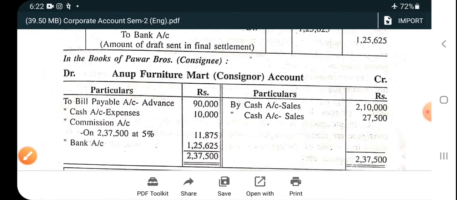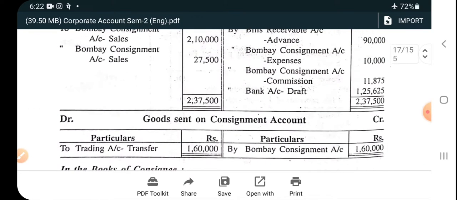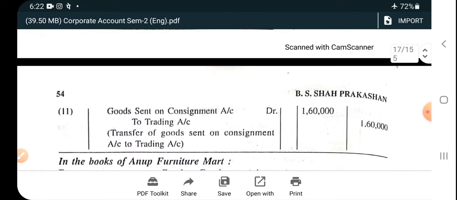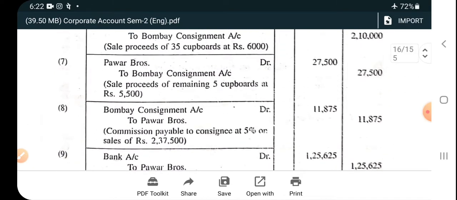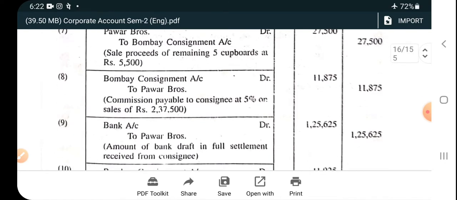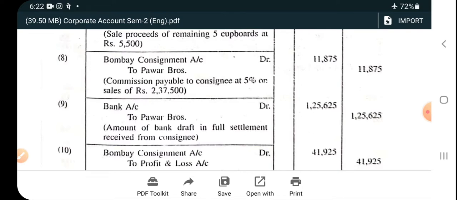Okay, it results in 2,37,500. Now, after making the sales, consignor is paying commission to consignee. So commission is 5% allowed by consignor, that we had seen in the question. 5% commission is allowed by consignor to the consignee. So consignment account debit, it is the expense for consignment. So consignment account debit to consignee account 11,875.